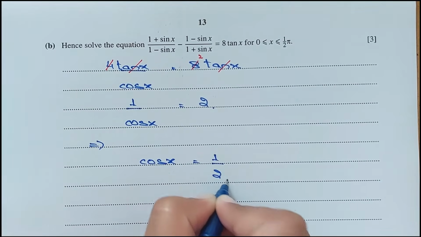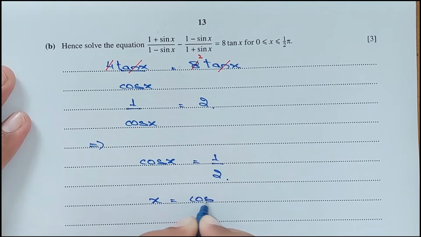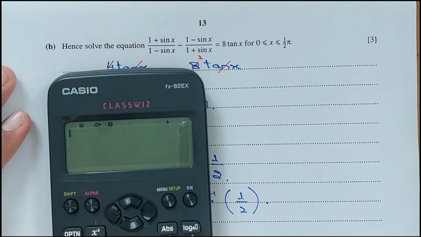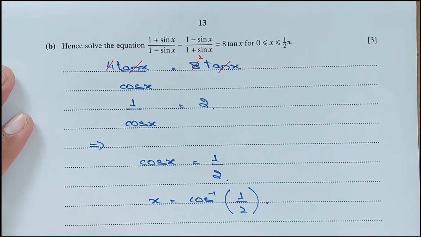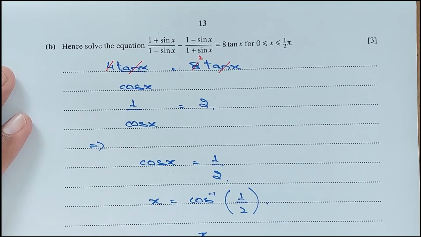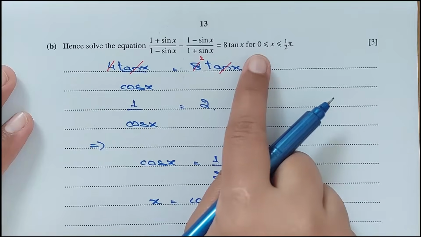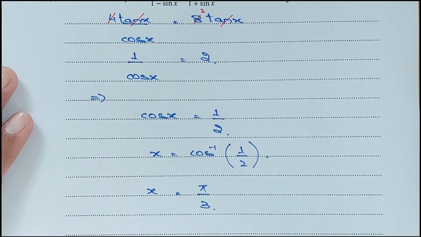Okay, so when cos x is 1 by 2, what is x? x would be equal to cos inverse of 1 by 2. It should be in radians, right? Okay, it's in radians, cos inverse 1 by 2, which is equal to pi by 3, right? So the x value is pi by 3. And we know that cos is positive in the first and fourth quadrant, so we are just dealing with the first quadrant, not the fourth one. So the only value of x which satisfies this equation is pi by 3.